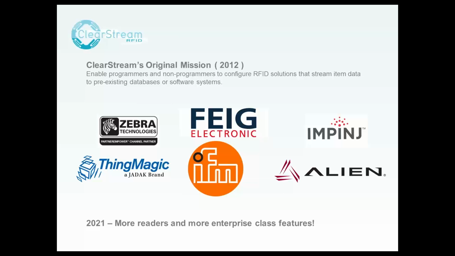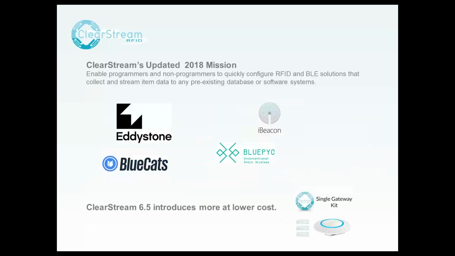In 2021, you're going to see us release some new readers. Above, you'll see that we have Zebra, Feig, Impinj, ThingMagic, IFM, which is more of an industrial reader, and Alien as supported readers. But we also support LLRP, so there's other readers that maybe are not as popular, and we haven't developed directly to their API, but we do support those as well. And in 2021, in the near future, you're going to hear about some other readers that we will support.